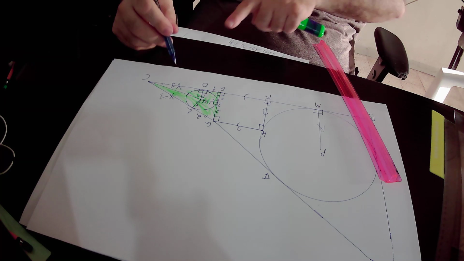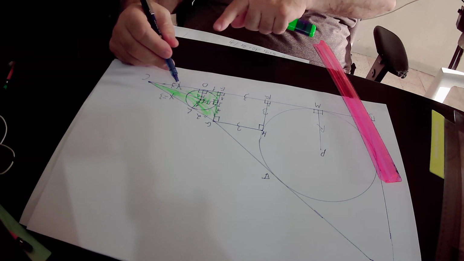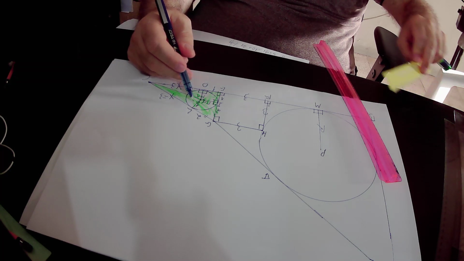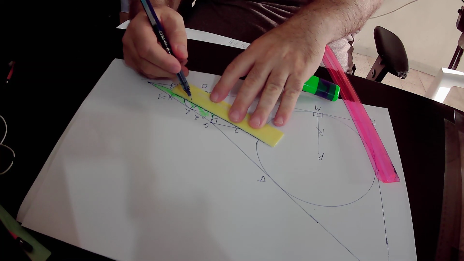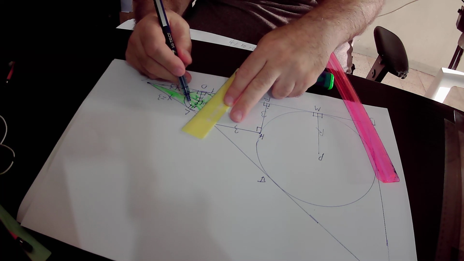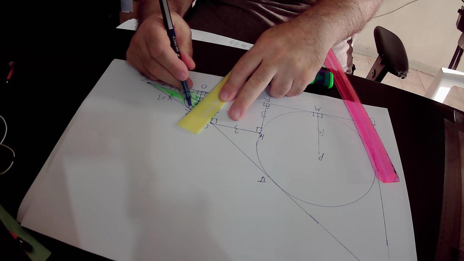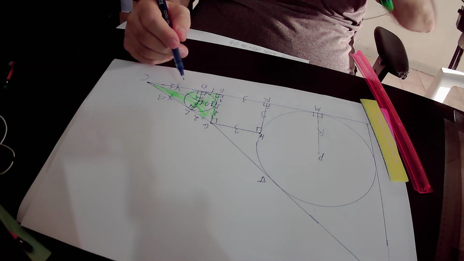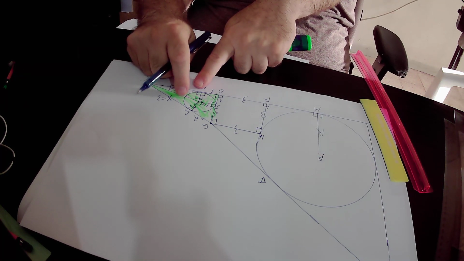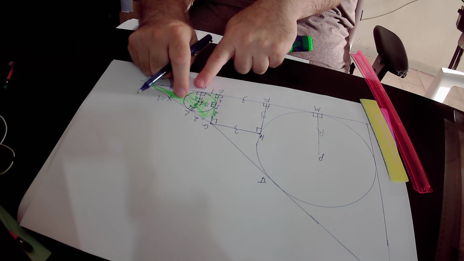In the next step, we'll prove. Here, we have the radius OL drawn to the point of tangency. Therefore, this angle equals 90 degrees, and this second angle is also equal to 90 degrees, according to rule number 1. So in the next step, we prove that those two green triangles are congruent according to the side, side, side rule.